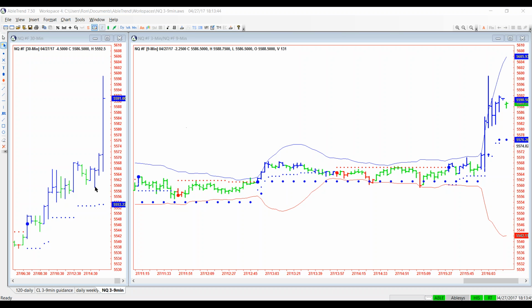ETFs, indices, yes. And this is just a 30-minute chart that I like to keep on the side here just to get the overall longer-term direction. Not that you have to trade in that direction. No, you don't. But when the 30-minute has a blue dot and the 3-minute has a blue dot and the 9-minute, it just opens up the door. If you want to get in on a green bar, it's a little more risk.